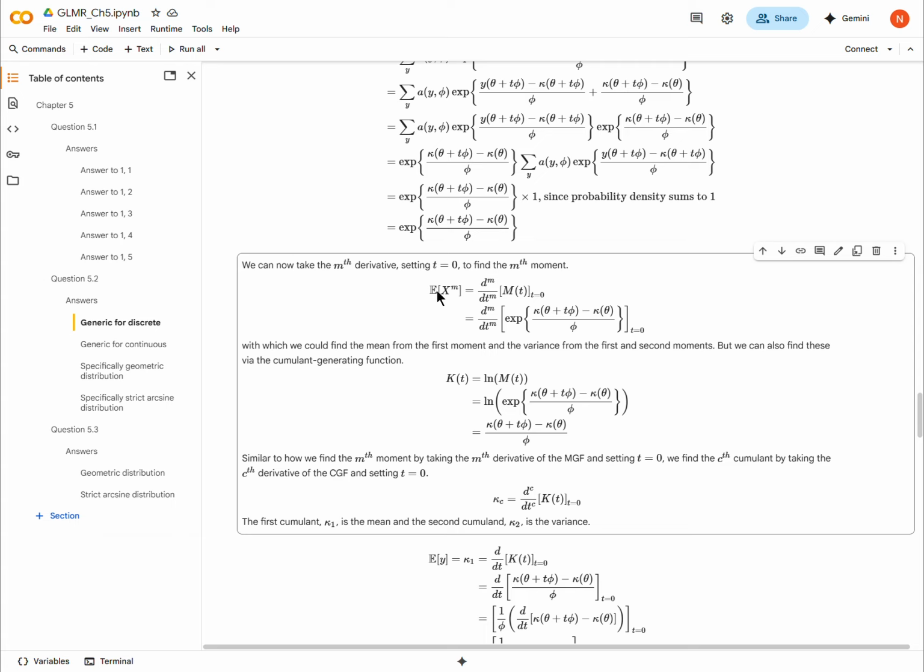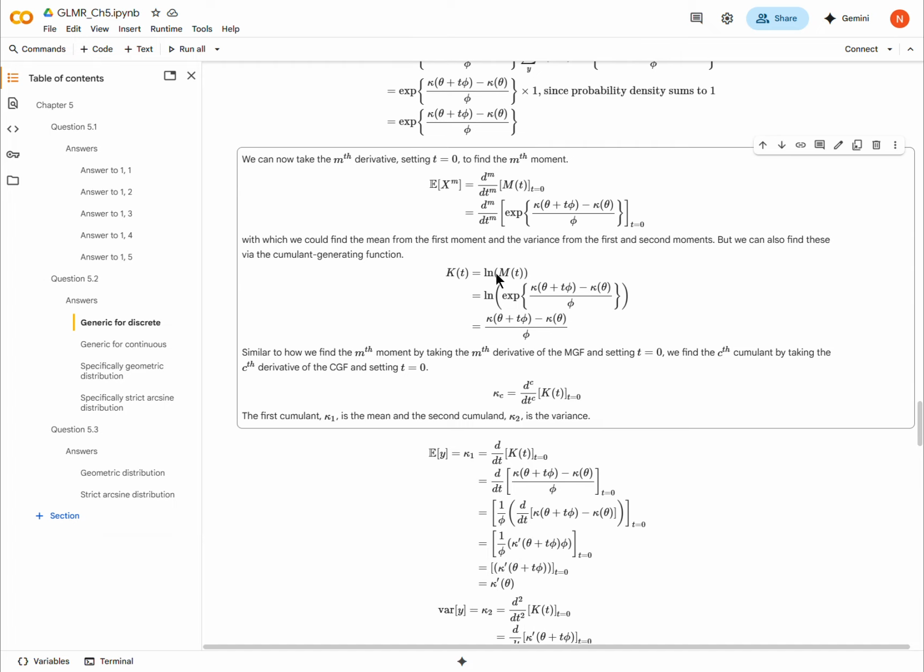but there's also an alternative that we can use to find the mean and the variance, and that is through the cumulant generating function, where the cumulant generating function is the natural logarithm of the moment generating function. When we do that, we get a cumulant. The first cumulant is the mean, the second cumulant is the variance. Just like for the moments, we take the derivative, setting t to 0, and that gives us the moments.